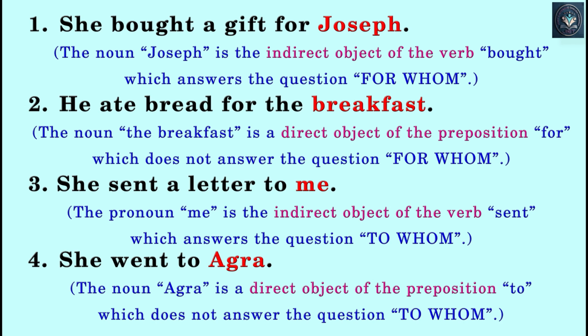Third, she sent a letter to me. The pronoun me is the indirect object of the verb sent, which answers the question to whom. Fourth, she went to Agra. The noun Agra is a direct object of the preposition to, which does not answer the question to whom.